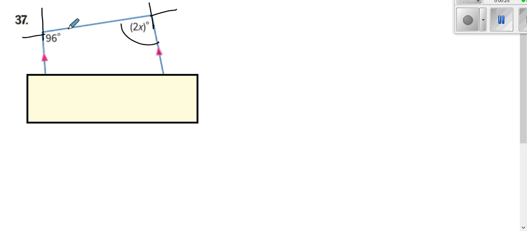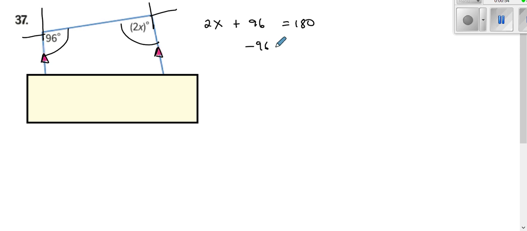So I can easily identify these angles now as consecutive interior angles. If the lines are parallel, which they are, consecutive interior angles are supplementary. So that means I can add these two angles together to equal 180. The 2x and the 96 together equal 180. Now I have my equation to solve for x. So let's go ahead and do that.